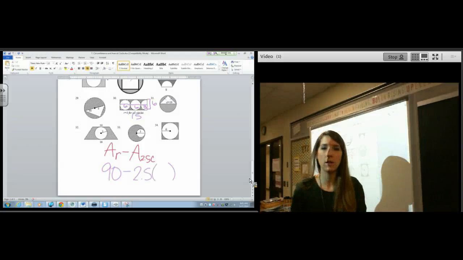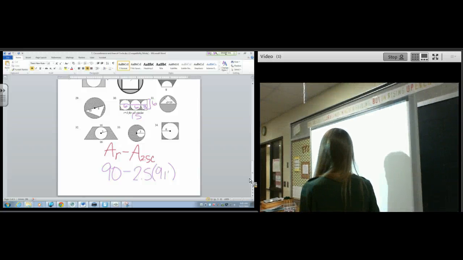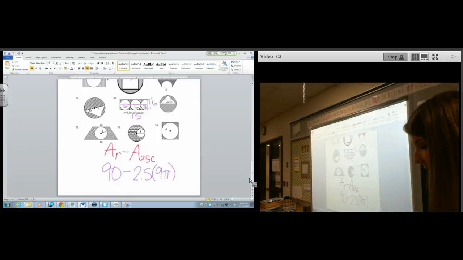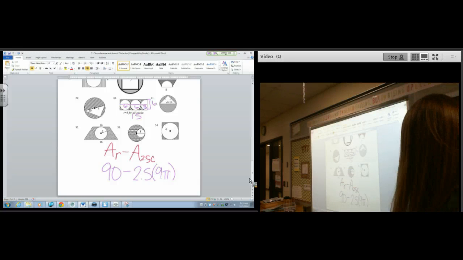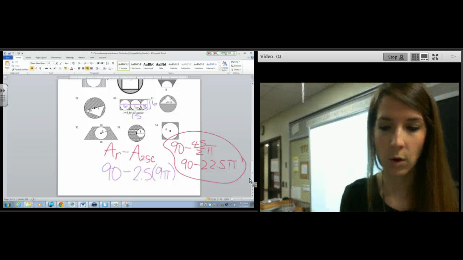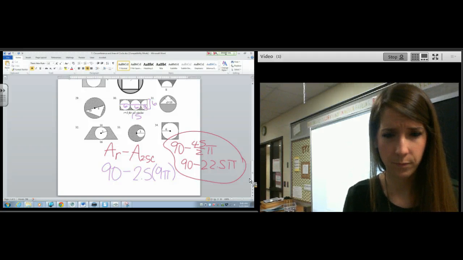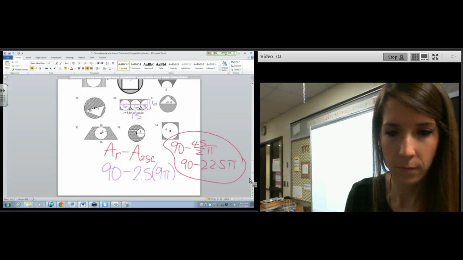And now let's find the area of the circle. Well, pi r squared. The radius is 3. So 9 times 2.5 is 22.5, but you could also put it as a fraction. So this would be 90 minus 45 halves pi, or 90 minus 22.5 pi. Those are both acceptable answers. What do you think? That one okay? Did you come up with another one? Okay, let's move on.